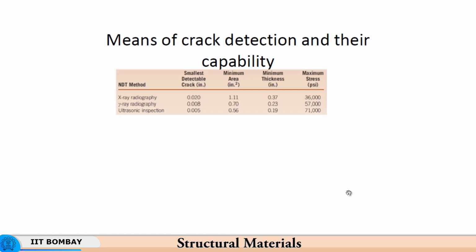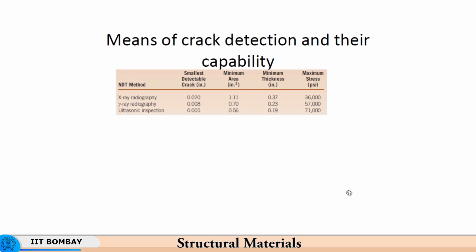Whereas gamma ray radiography will be able to detect a much smaller crack, right. So, 0.008 inches, so 8 micro inches, is the size of the crack that can be detected. This is essentially 0.2 millimeters. So, a 0.2 millimeter crack will not be detectable using X-ray radiography, but gamma ray radiography is capable of detecting a crack of size 0.2 millimeters.